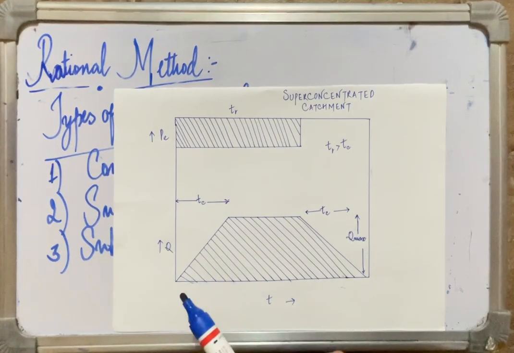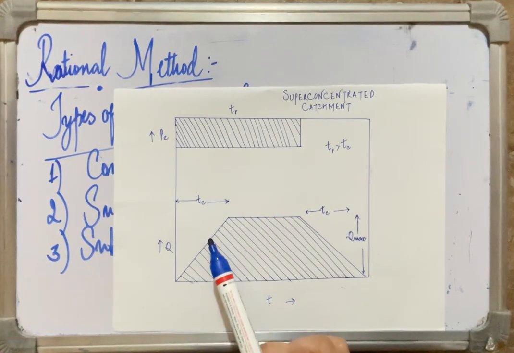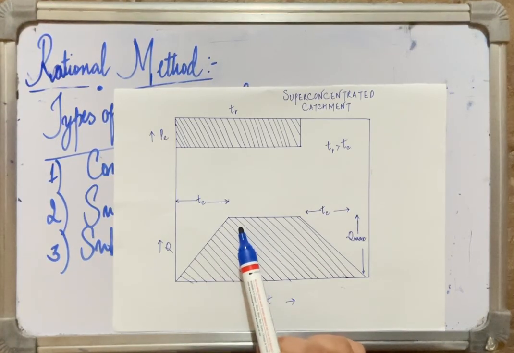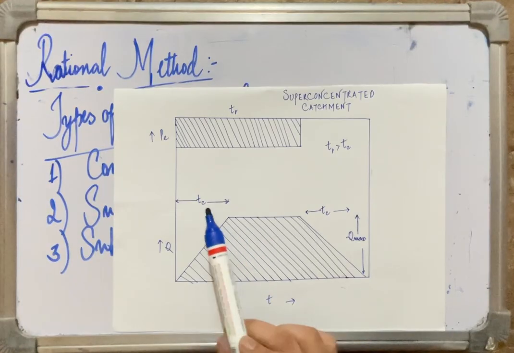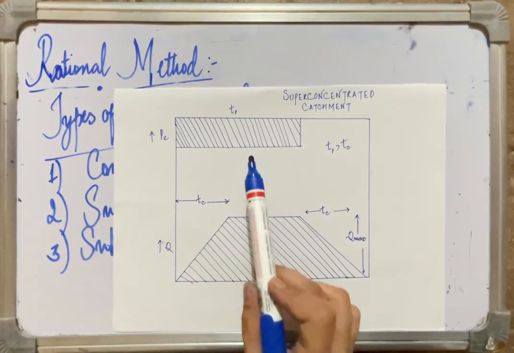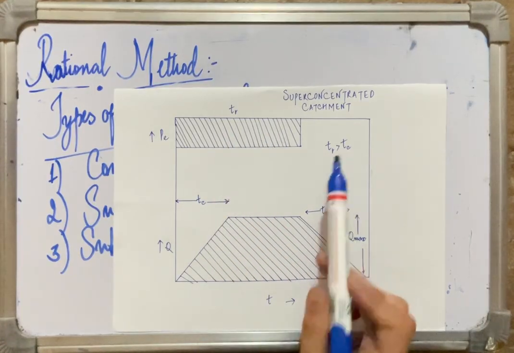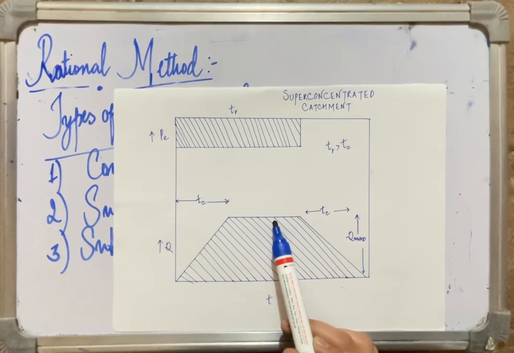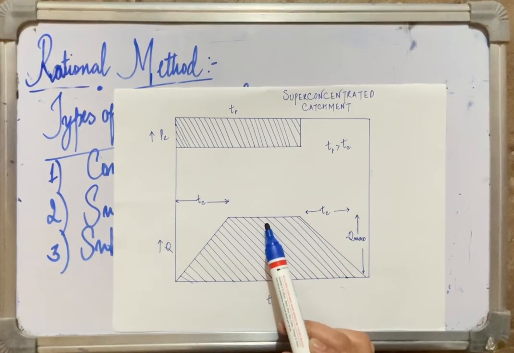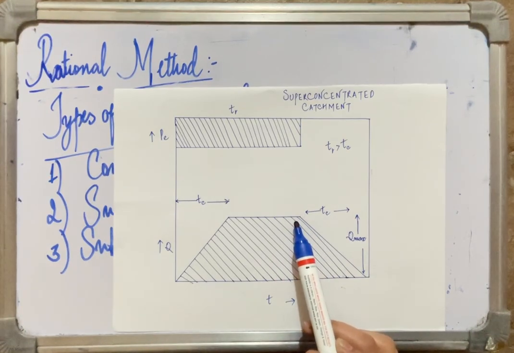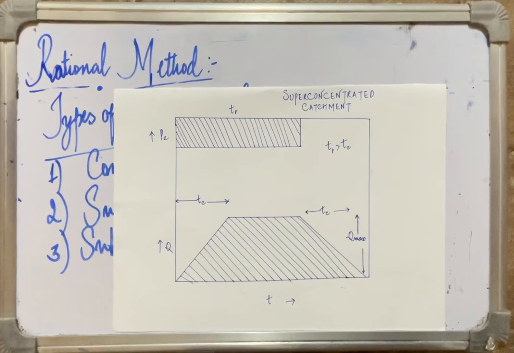In this case, the runoff concentrates at the outlet. It reaches its maximum or equilibrium rate after an elapsed time which is equal to the concentration time. Since rainfall continues to occur, rainfall duration is larger than the time of concentration. Rainfall continues to occur, and the runoff continues with it too. After the rainfall has stopped, the flow gradually recedes to zero. So this is about the super concentrated catchment response.